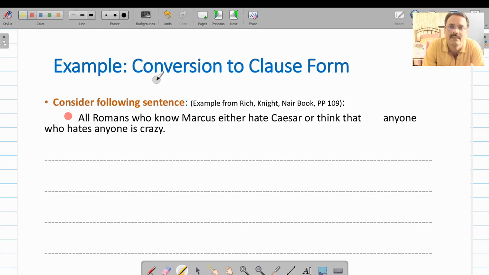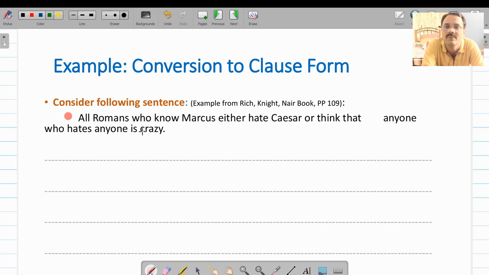Now in this example we have a little bit complex statement, but if you are able to convert it into the required clause form, you will be able to do most of the sentences. That's why we have taken a little bit complex example from Rich and Knight. The statement is: all Romans who know Marcus either hate Caesar or think that anyone who hates anyone is crazy. So let us convert it into predicate logic form first.